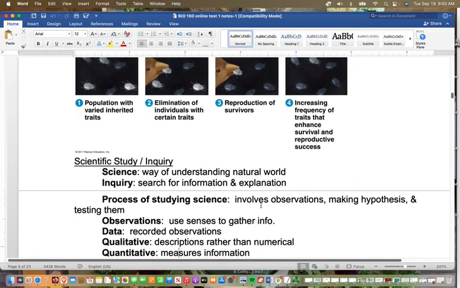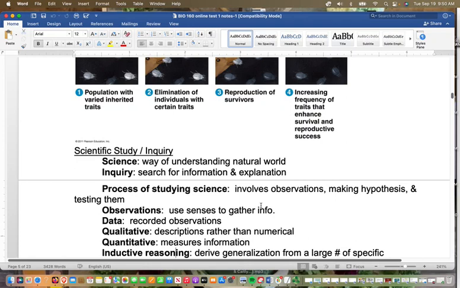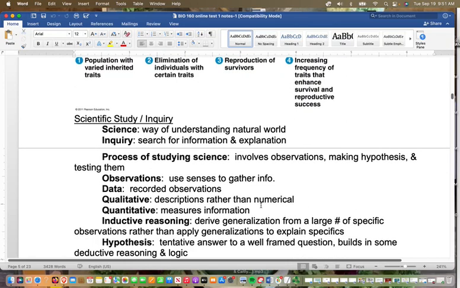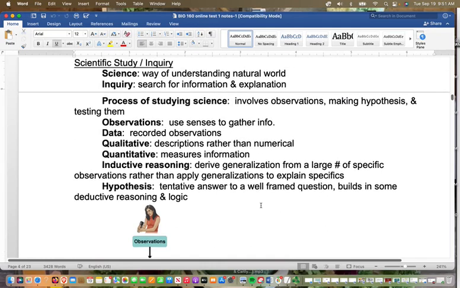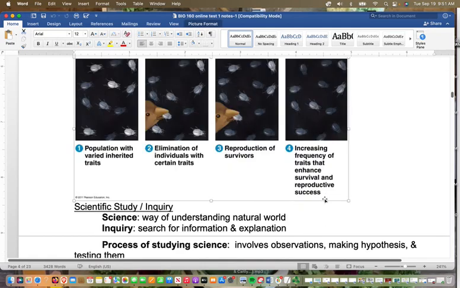So when we look at science, there is the scientific method of study and inquiry. Science is just trying to understand the natural world, and inquiry means we're searching for information and explanations. So we do have a process for doing this that's going to involve some pretty standard steps so that we can try and make it more universal.